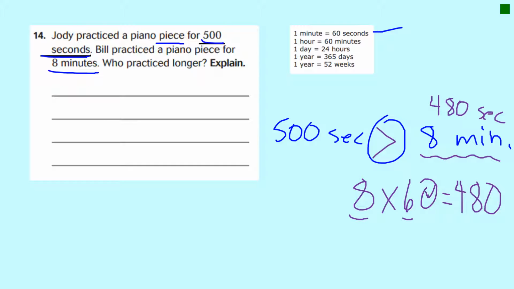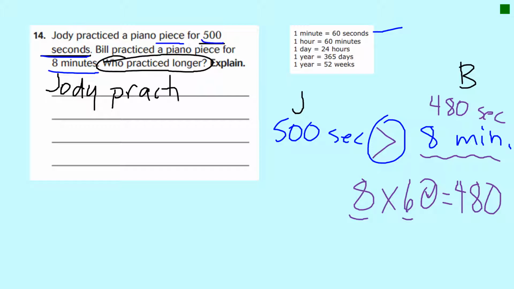Now let's go back and reread what they were asking. Bill practiced piano. Oh, who practiced longer? Okay, so 500 seconds was Jody. 8 minutes was Bill. So Jody practiced longer. And then we have to explain that. All right, let's write this first. Jody practiced longer, period. He practiced, well, let's just explain how many seconds.